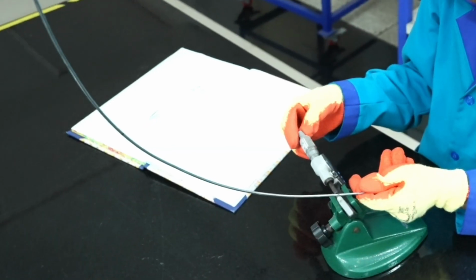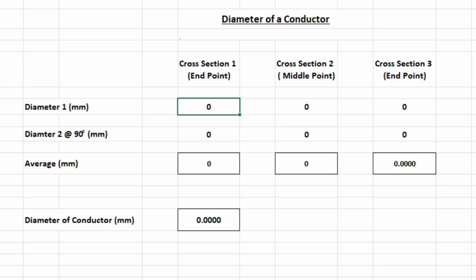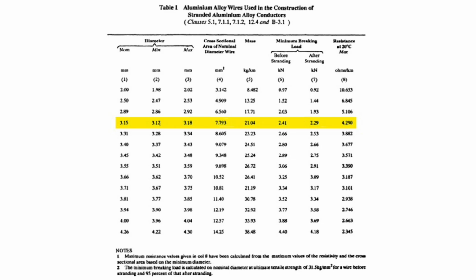Similarly, readings at three different cross sections are obtained. The final diameter is the average of the readings obtained at three different cross sections. The diameter of the sample tested should be within the range specified in Table 1 of IS 398 Part 4, which is shown on the screen.